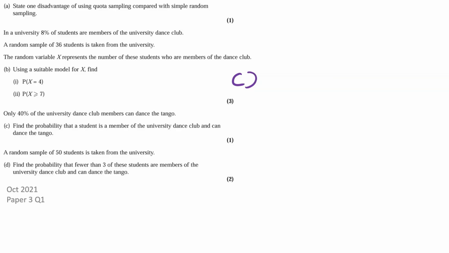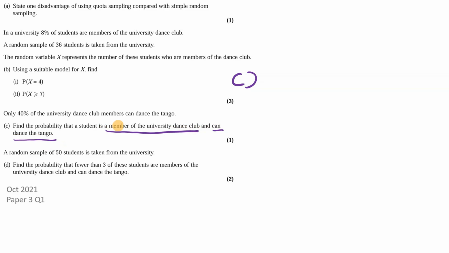Okay, so we are told that only 40% of the university dance club members can dance a tango. For part C for 1 mark, we need to find the probability that a student is a member of the university dance club and they can dance a tango. So we're looking for the probability of two things occurring at the same time. That a student is a member of the university dance club and that they can dance a tango.